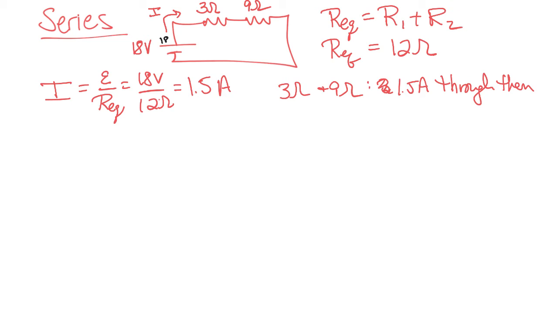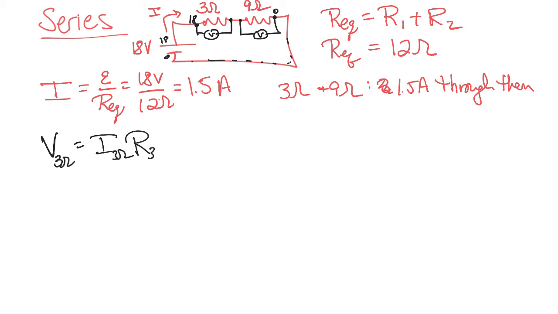So, here's 18, here's 18. That's 0, 0. Okay, so there's going to be a voltage drop across here that you can measure, and a voltage drop across here that you can measure. Okay, and the way you get that, the voltage drop over the 3 ohm, is the current through the 3 ohm times the resistance of the 3 ohm.